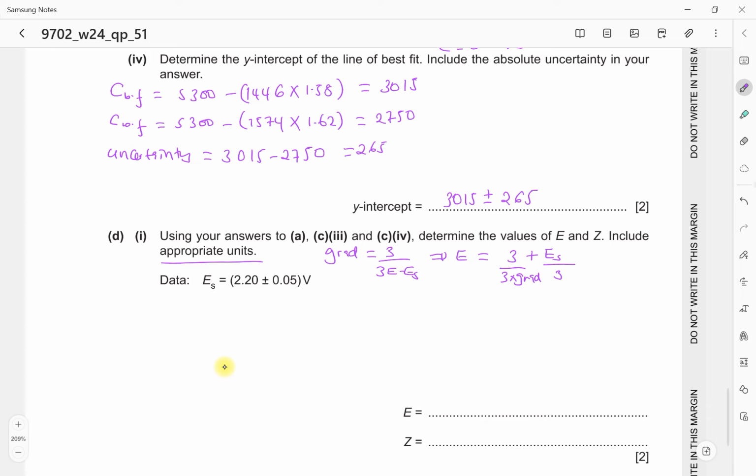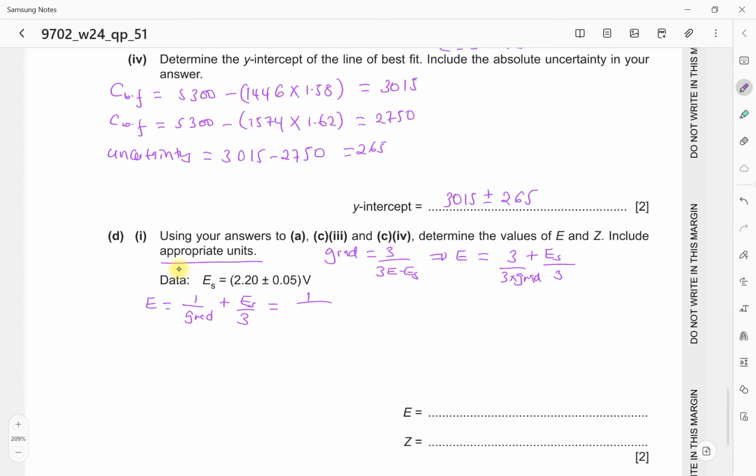So that means E is going to be the same as 1 divided by the gradient plus ES divided by 3, when you make E the subject from that equation. Then I'm going to make a substitution here.